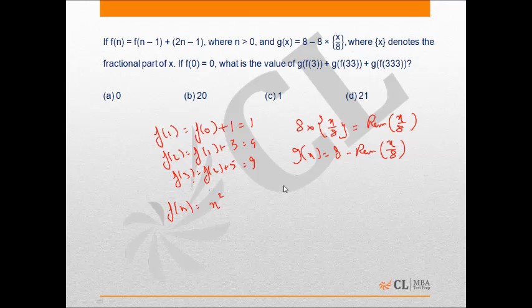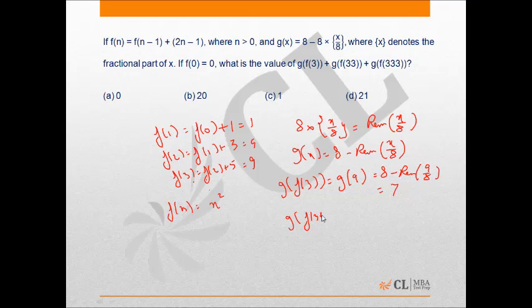Now, we need to find the value of g(f(3)) + g(f(33)) + g(f(333)). g(f(3)) is nothing but g(3 squared), which is g(9), which can be given as 8 minus the remainder when 9 is divided by 8, which is 1, thus 8 minus 1, 7.